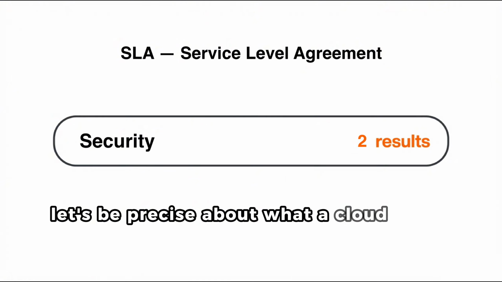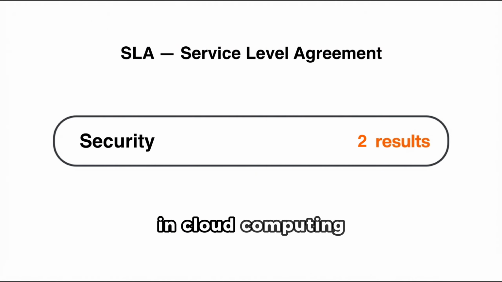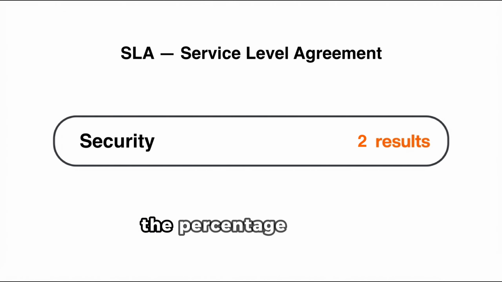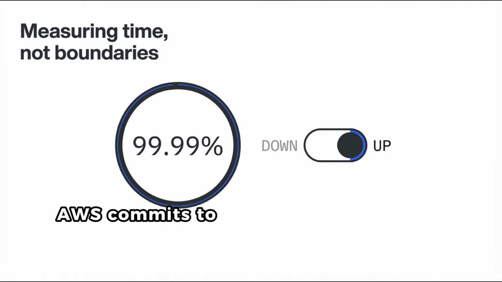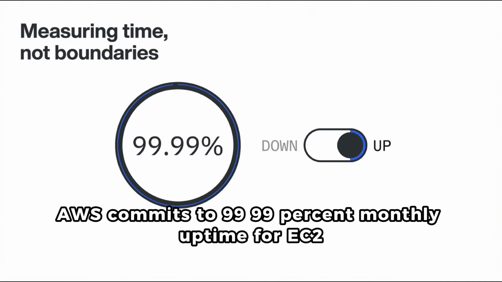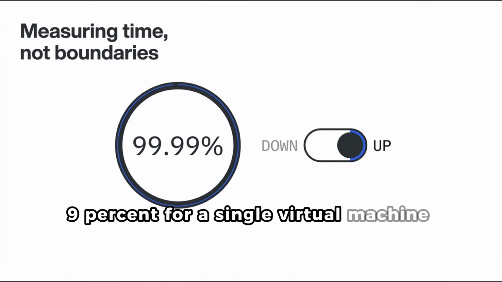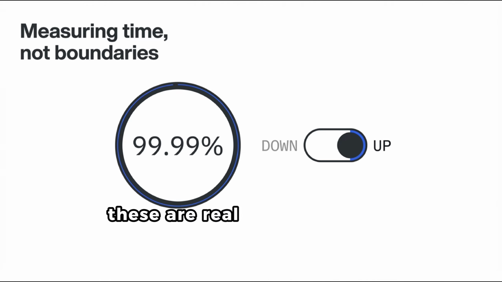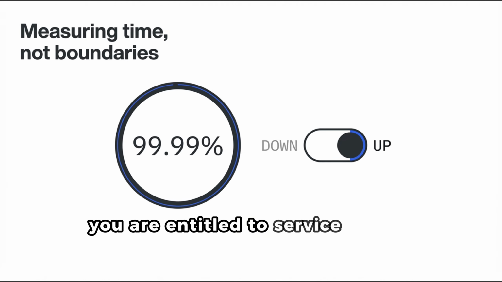Let's be precise about what a cloud SLA is and isn't. An SLA, a service level agreement, is a contractual commitment about a measurable property of a service. In cloud computing, the property that SLAs almost universally cover is availability, uptime, the percentage of time that a given service will be accessible and functioning. AWS commits to 99.99% monthly uptime for EC2 in a multi-AZ configuration. Azure commits to 99.9% for a single virtual machine with premium storage. Google commits to similar figures for their compute offerings. These are real, legally binding commitments. If the service falls below those thresholds, you are entitled to service credits.